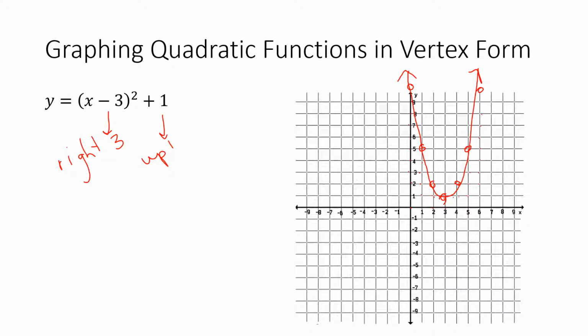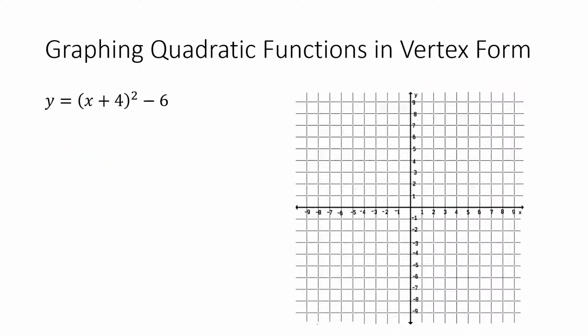Okay, so it's all about that pattern, the same pattern that we saw with the parent function. Over 1, up 1, over 2, up 4, and over 3, up 9. Because each time you're squaring your x value.